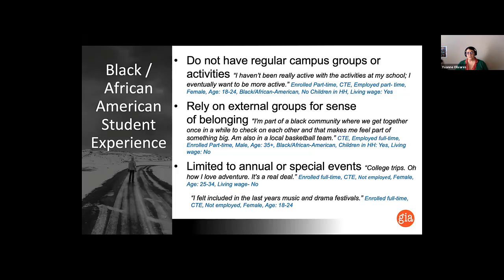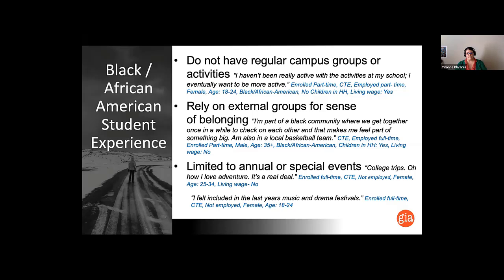Now, there are occasions when students feel like they belong or feel welcome, and unfortunately, these are often limited to annual events or special events that are very obviously advertised as all-campus events. Students talked about college trips. Another student mentioned, "I felt included in last year's music and drama festival, which is good. I mean, it's a step in the right direction, but it's a far cry from where we'd like them to be."